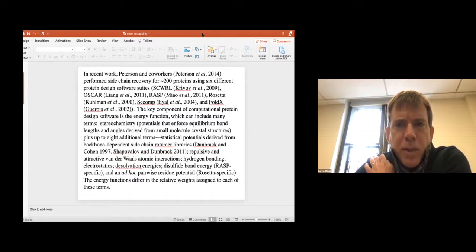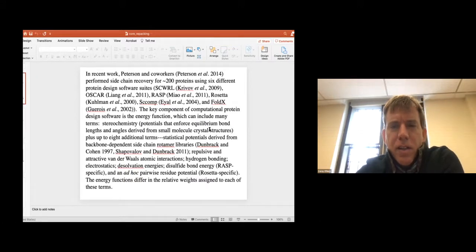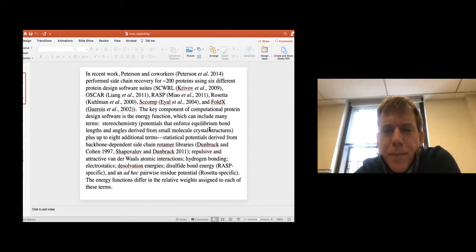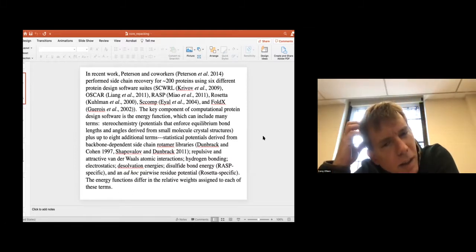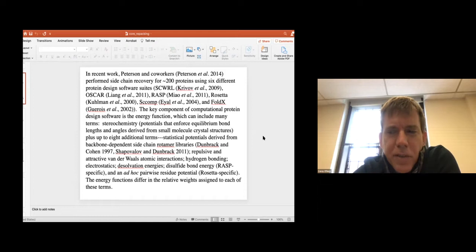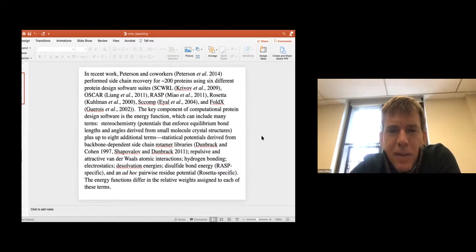Okay, so I'll review a little bit from last lecture and then start from there. So what we were talking about was side chain recovery or protein core repacking. And so the idea there is an experimental protein structure is obviously made up of amino acids, and the side chains will have certain conformations that are experimentally determined.